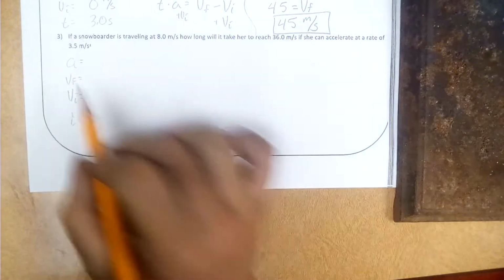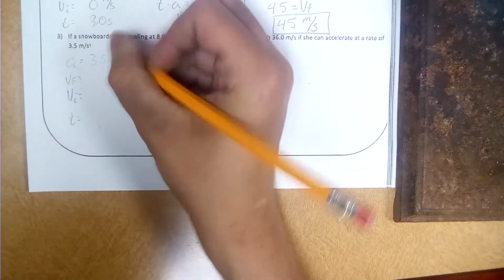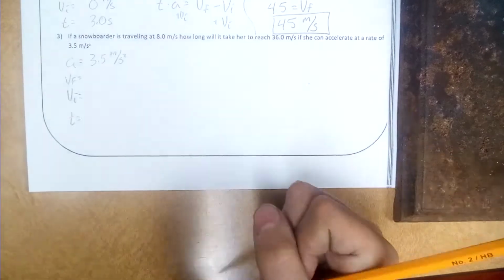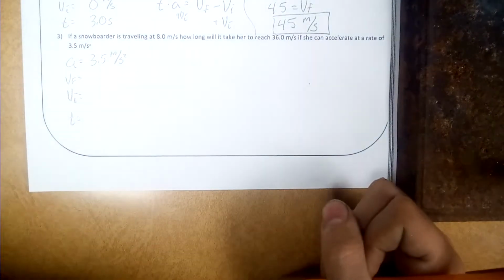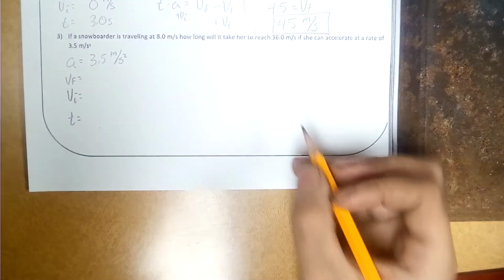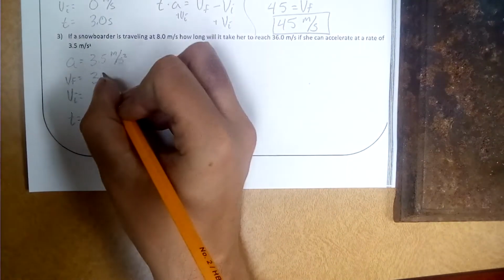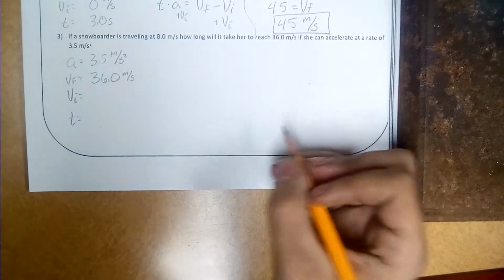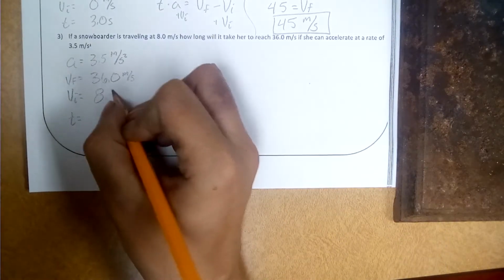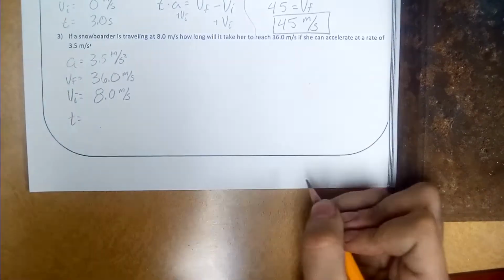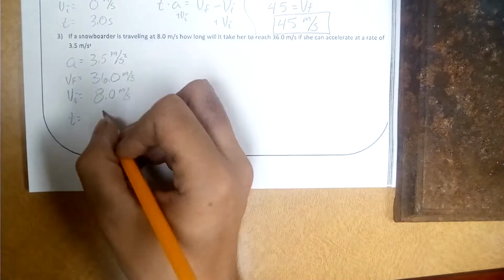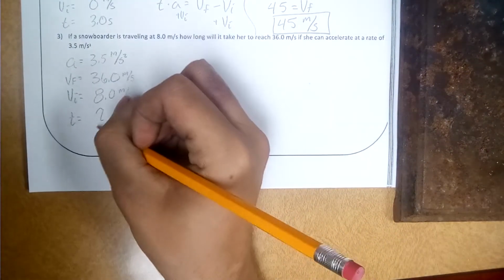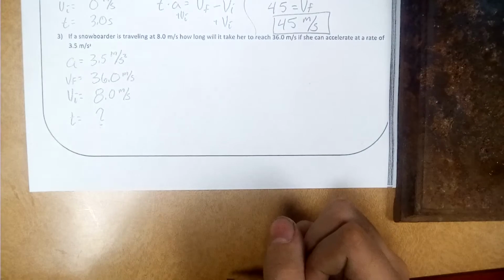So we're told right in the problem that her rate of acceleration is 3.5 meters per second squared. We are told that her final velocity that she reaches is 36.0 meters per second. Her initial velocity is 8.0 meters per second. And we need to figure out how much time she is taking.